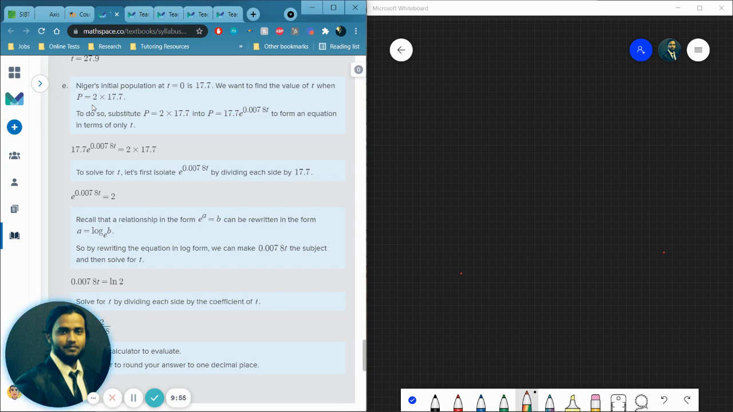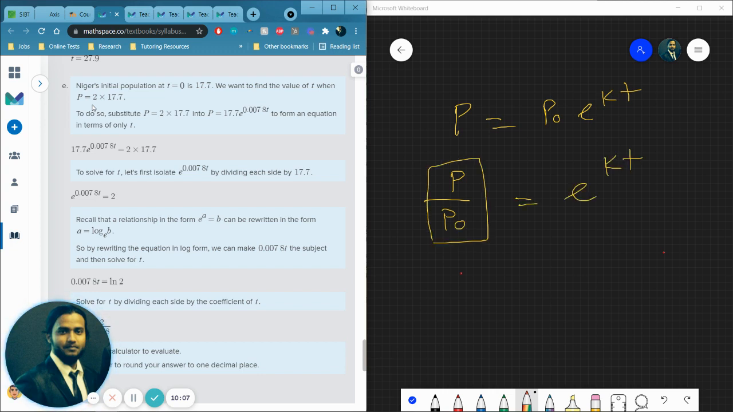That's all. In other words, P naught e to the power kt, we can say P over P naught equals e to the power kt. This thing is double, in other words, this thing should be 2. So 2 equals e to the power kt. We already know our k, so simply kt should be equal to ln 2. You can get ln 2 from the calculator and divide by k, in other words, k is 0.0078. You can find out the time to double the population.